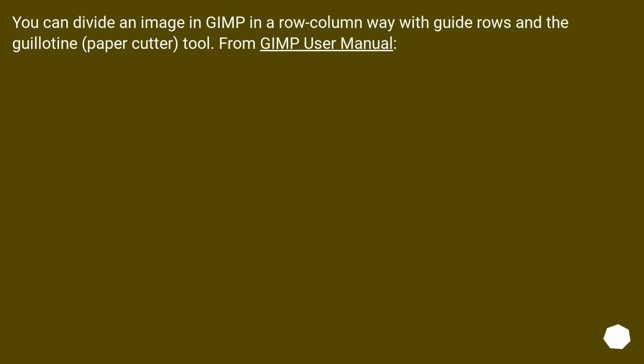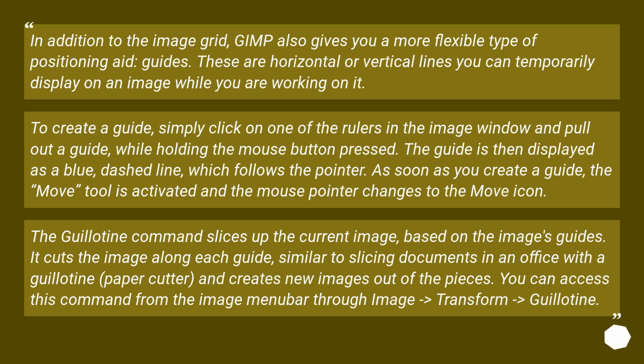You can divide an image in GIMP in a row-column way with guide rows and the guillotine, paper cutter, tool. From the GIMP User Manual: In addition to the image grid, GIMP also gives you a more flexible type of positioning aid, guides. These are horizontal or vertical lines you can temporarily display on an image while you are working on it.